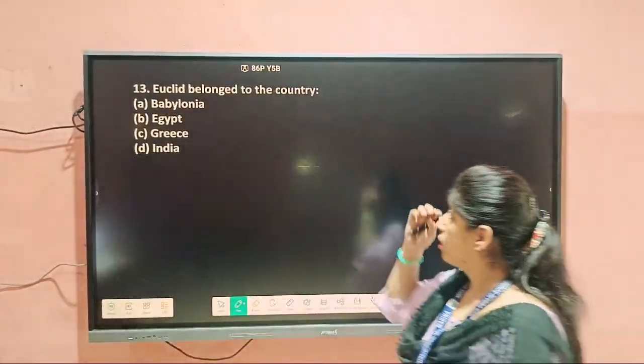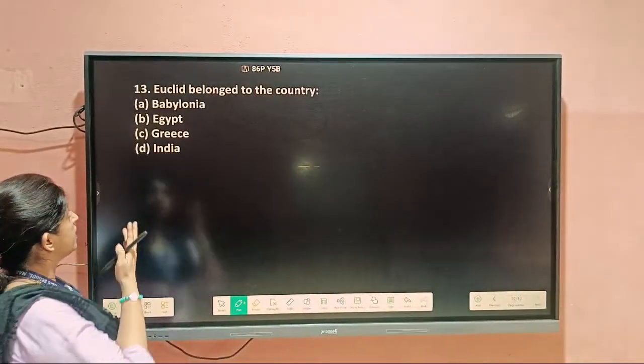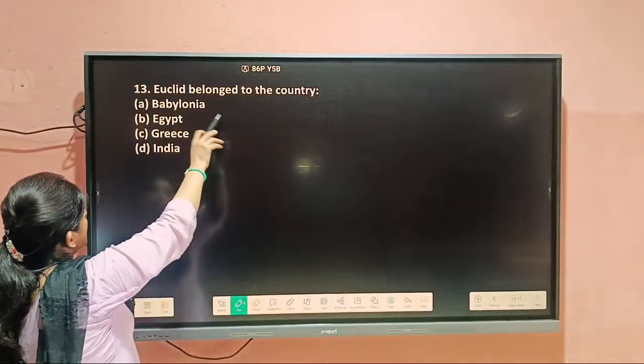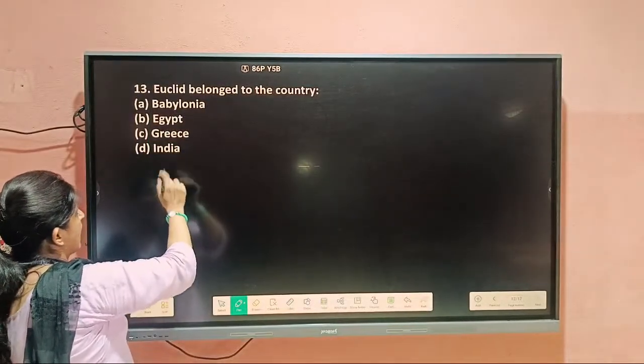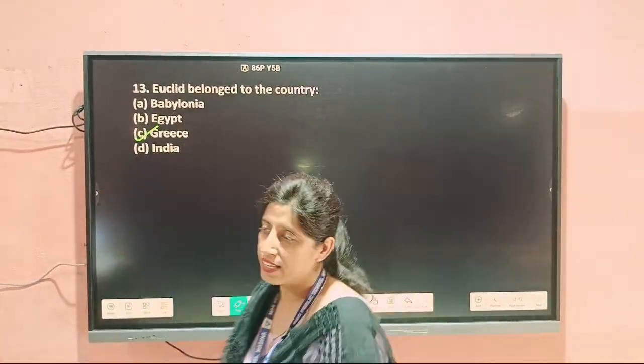Next, Euclid belongs to which country? Which country was he belonging? Babylonia, Egypt, Greece and India. So our option is C. He belonged to the Greece.